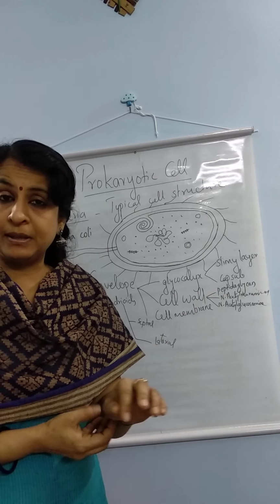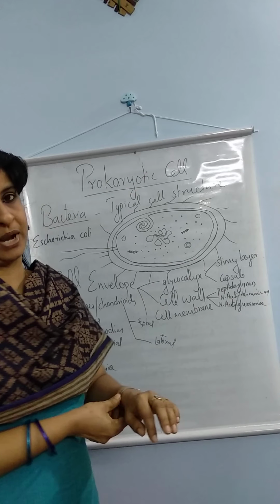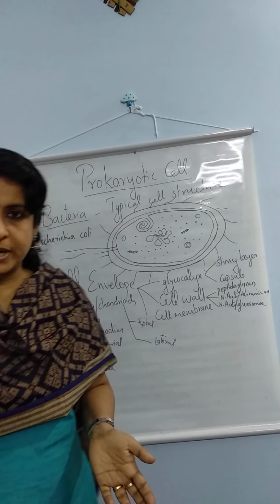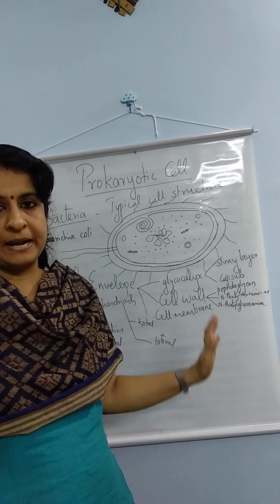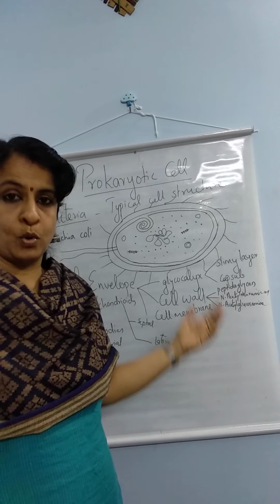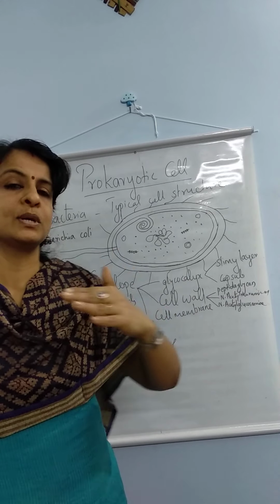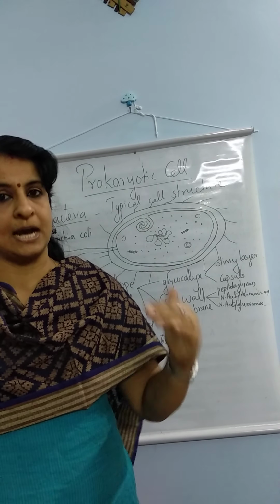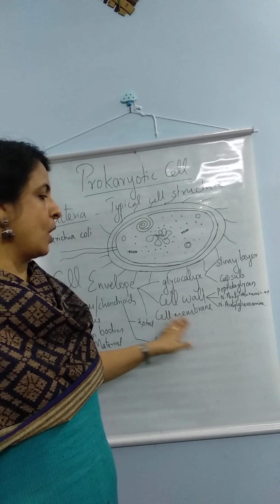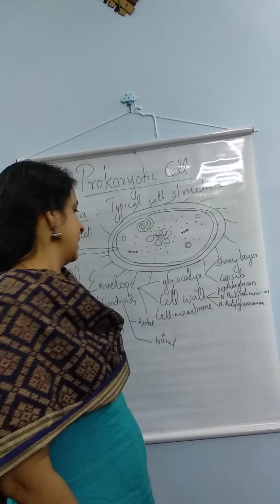Then comes the third inner layer, that is the cell membrane. As in the case of eukaryotic cell, the cell membrane is made up of phospholipids and proteins. It is selectively permeable membrane, means it allows only certain materials to pass in and out. It is a living membrane, and all these are the characters of cell membrane.